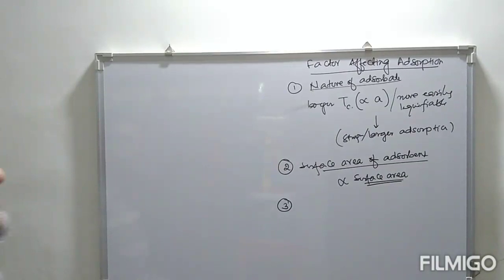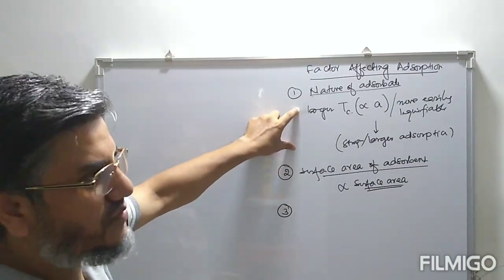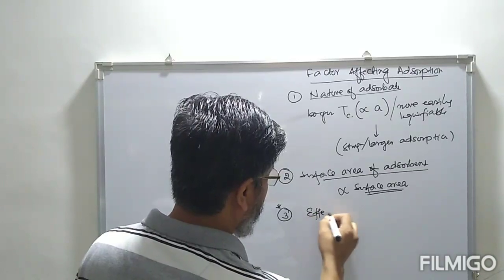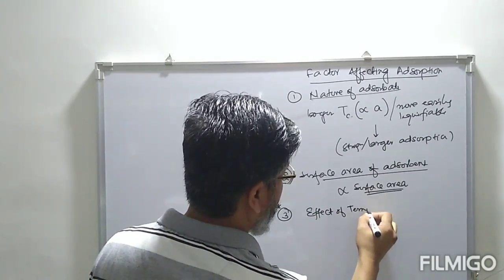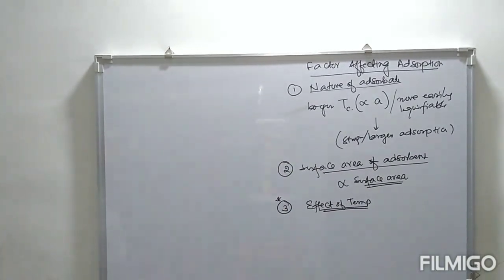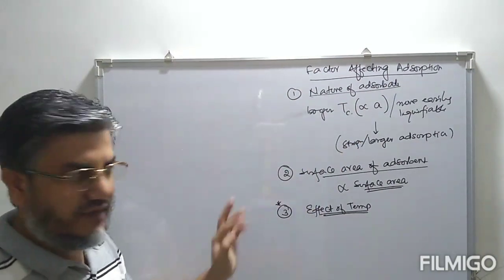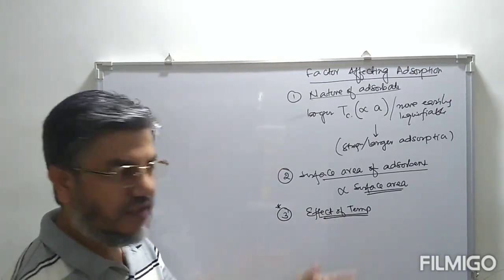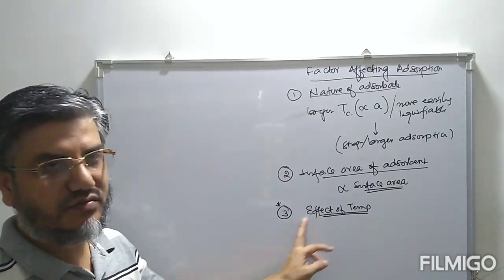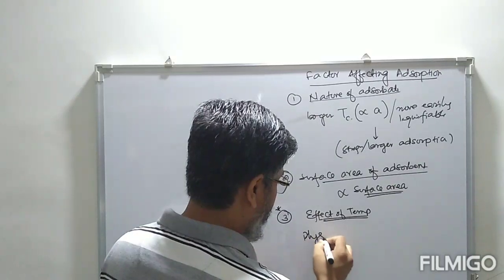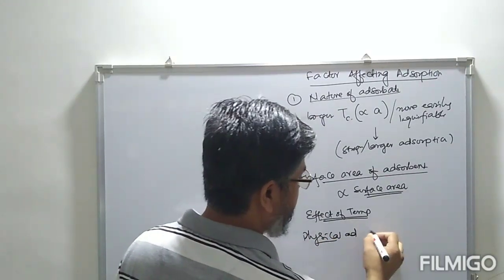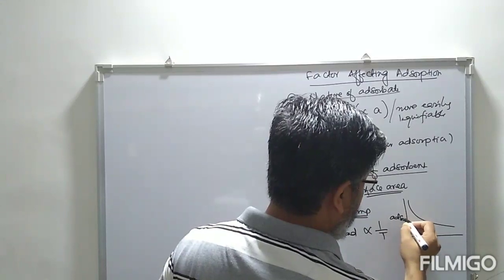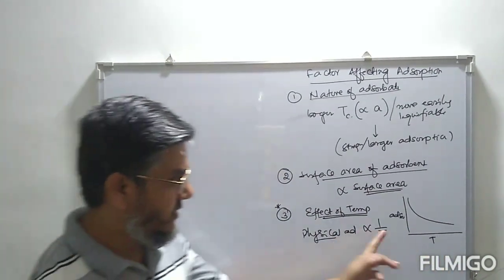Third factor that affects the rate of adsorption, the most important one, is the effect of temperature. In case of physical adsorption and chemical adsorption, which we have just discussed, physical adsorption is inversely related to temperature. As the temperature increases, the rate of physical adsorption decreases. We have discussed the graph, the rate of adsorption against temperature, so we have explained this also.